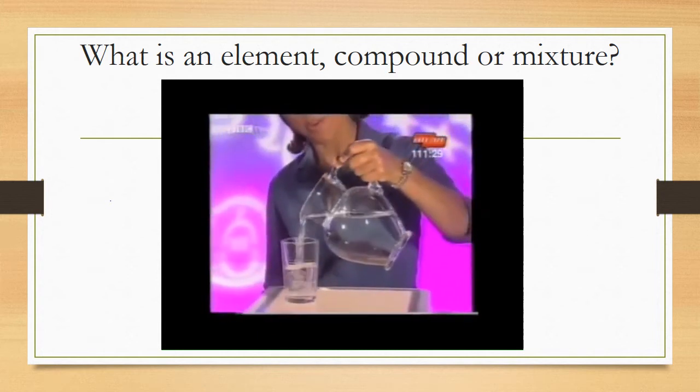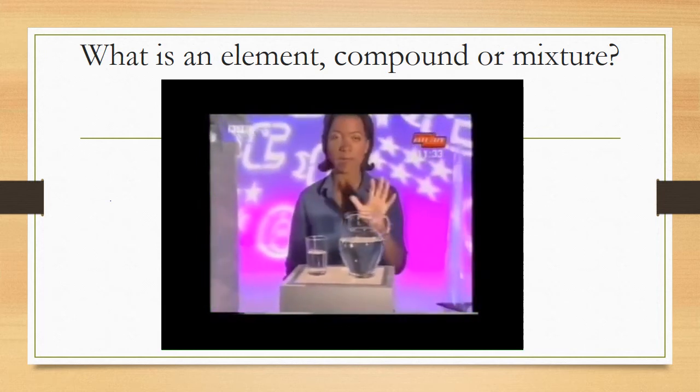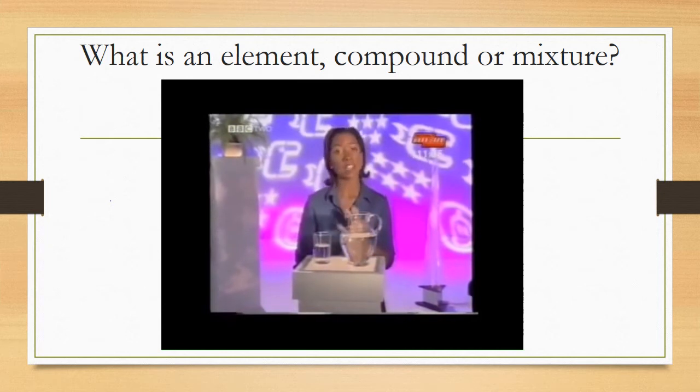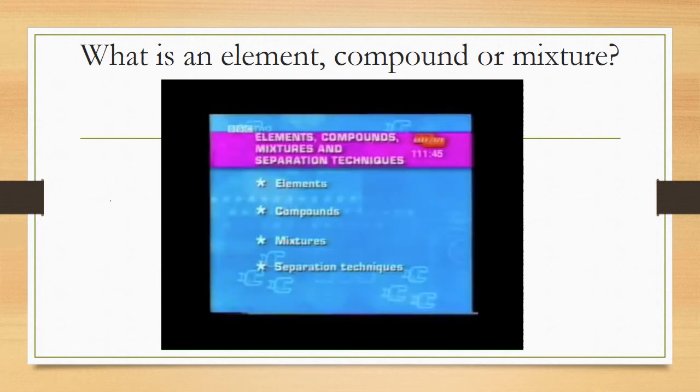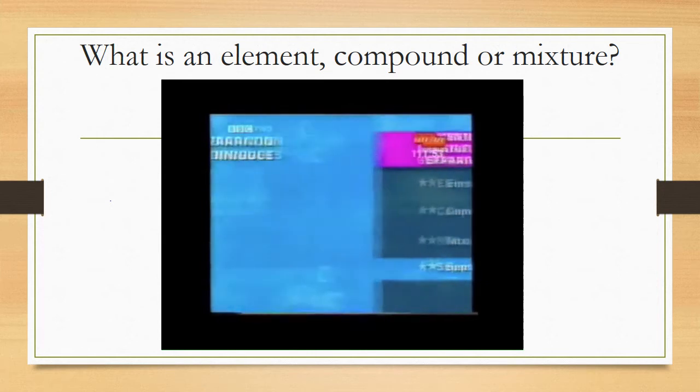So ordinary water that we drink and use for everyday purposes is in fact a mixture of water and minerals that are dissolved in it. We can get pure water with nothing else in it by distillation, but that's in the next section that we're going to look at. In chemistry, mixtures often need to be separated, and in the next section we're going to look at the separation techniques.